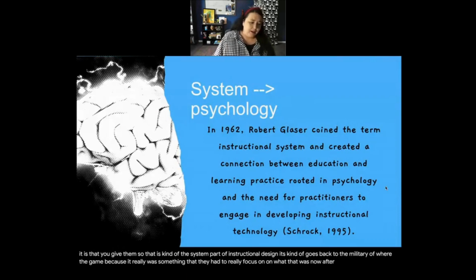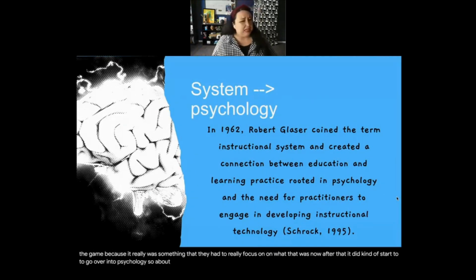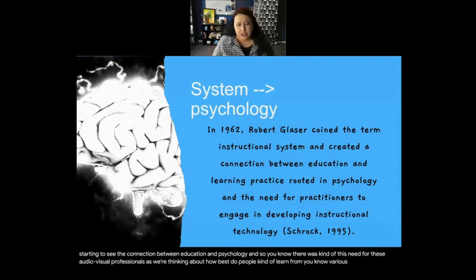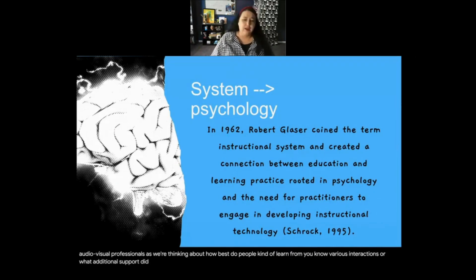Now, after that, it did start to go over into psychology. So about 10, 15 years after this started, Robert Glaser coined this term of instructional system, and they were starting to see the connection between education and psychology. And so there was this need for these audio-visual professionals as we're thinking about how best people learn from various interactions, or what additional support they need. So they started to really think about how the brain consumes knowledge, and how best people learn.